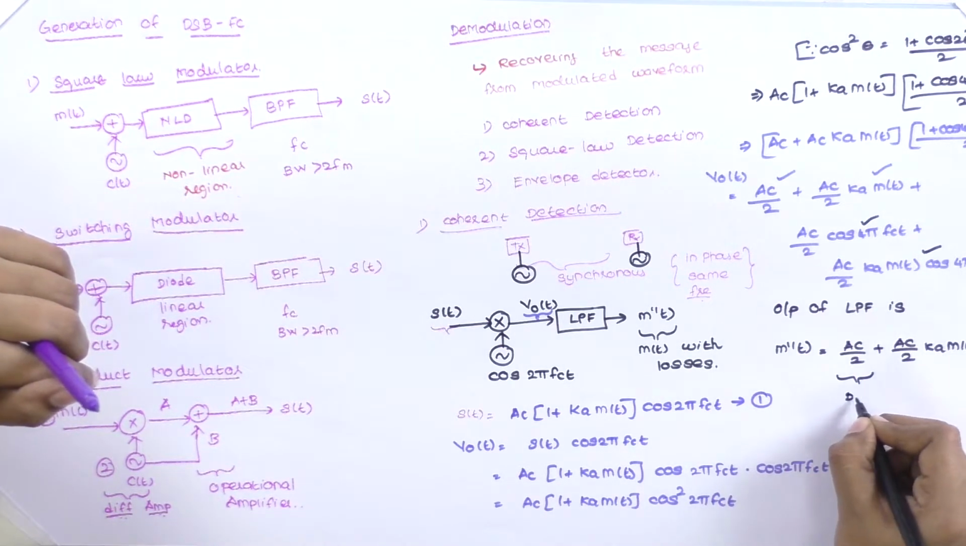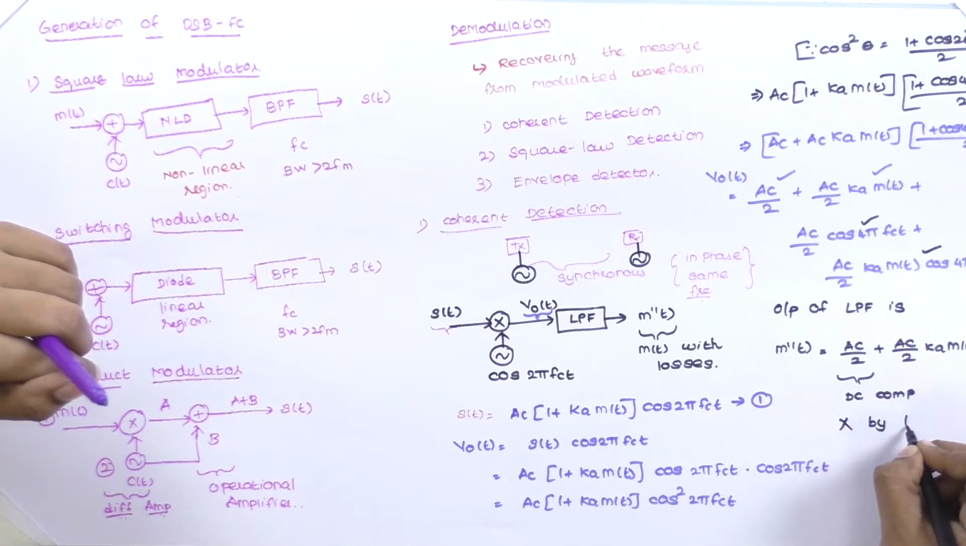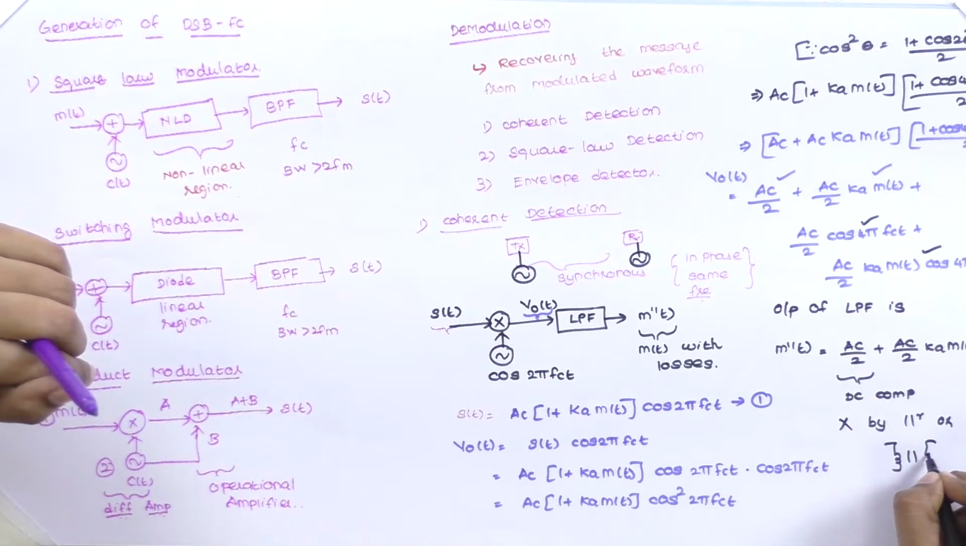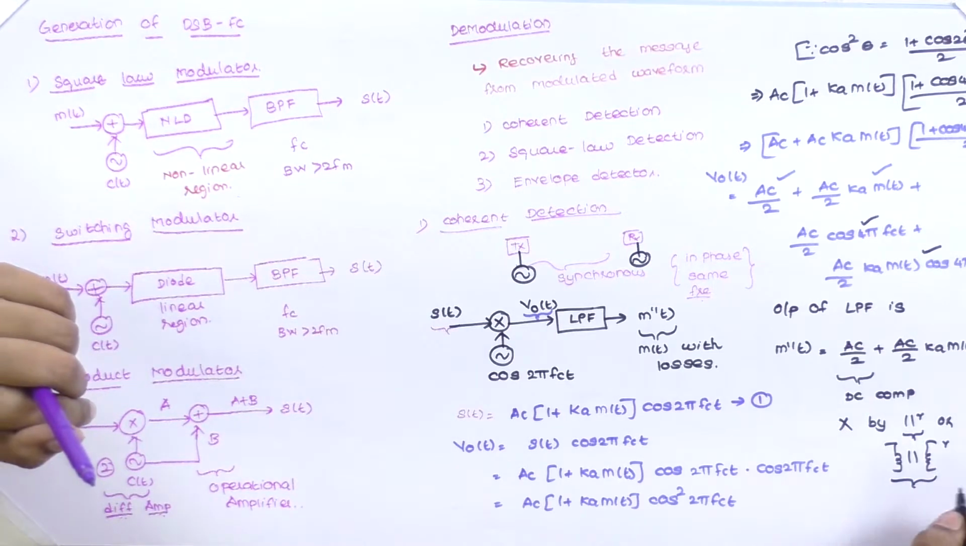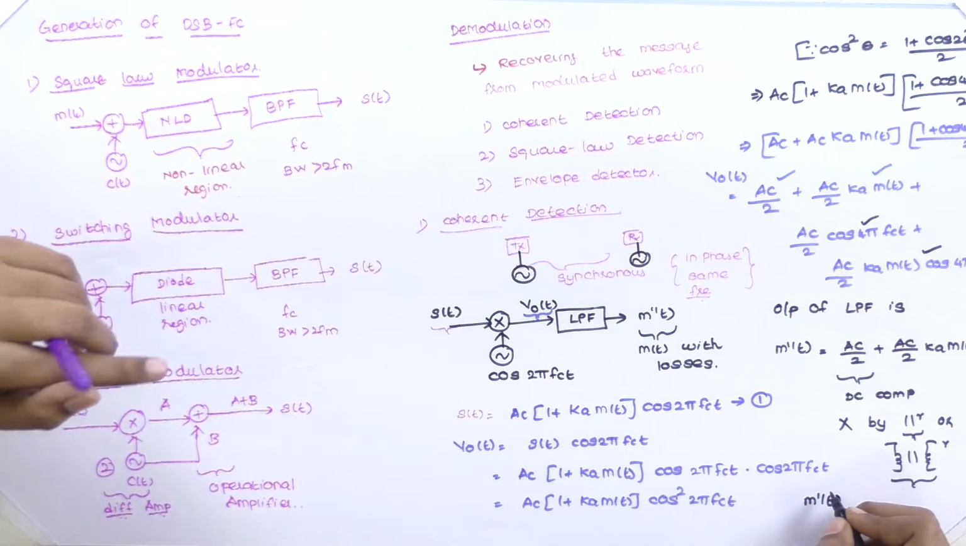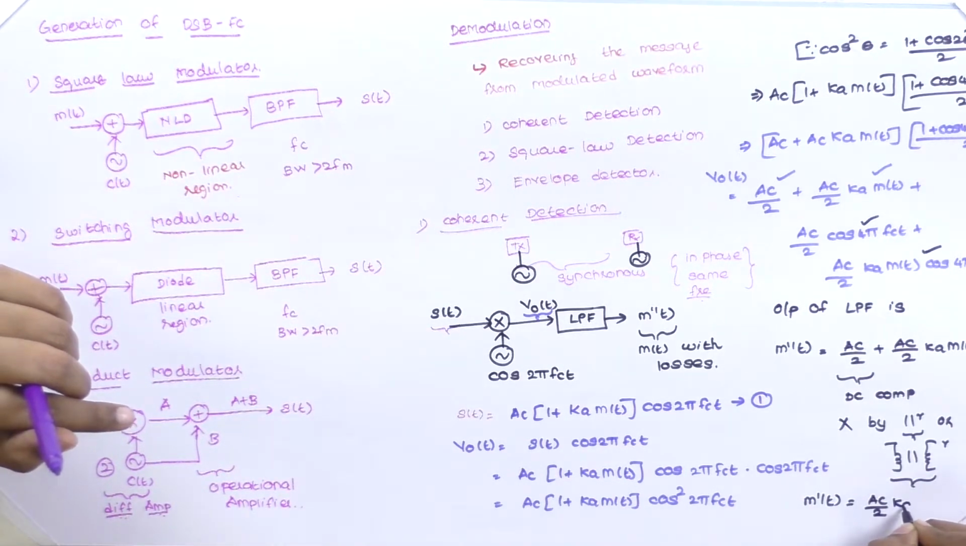This is the DC component, which is removed by using either a capacitor or a primary transformer. Our final expression for the coherent detector is m dash of t equal to Ac by 2 Ka into m of t.